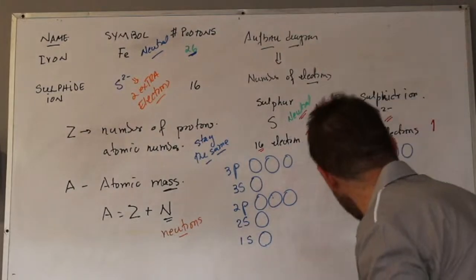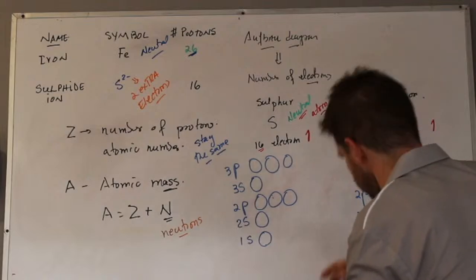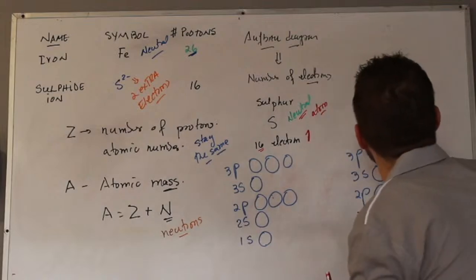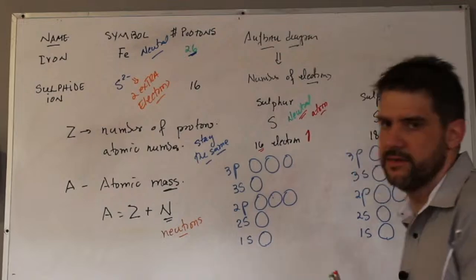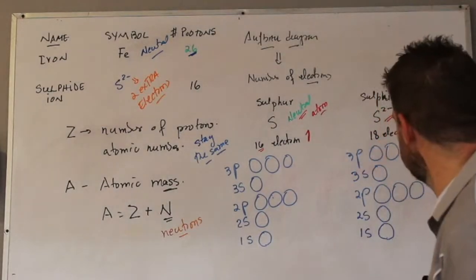Sorry, I didn't understand. What? Not 20, 18. Oh my goodness, 18. Thank you. Yes, 18. There we go. It's plus 2 electrons. 16 plus 2 is 18, not 20. I don't know, my math is poor.